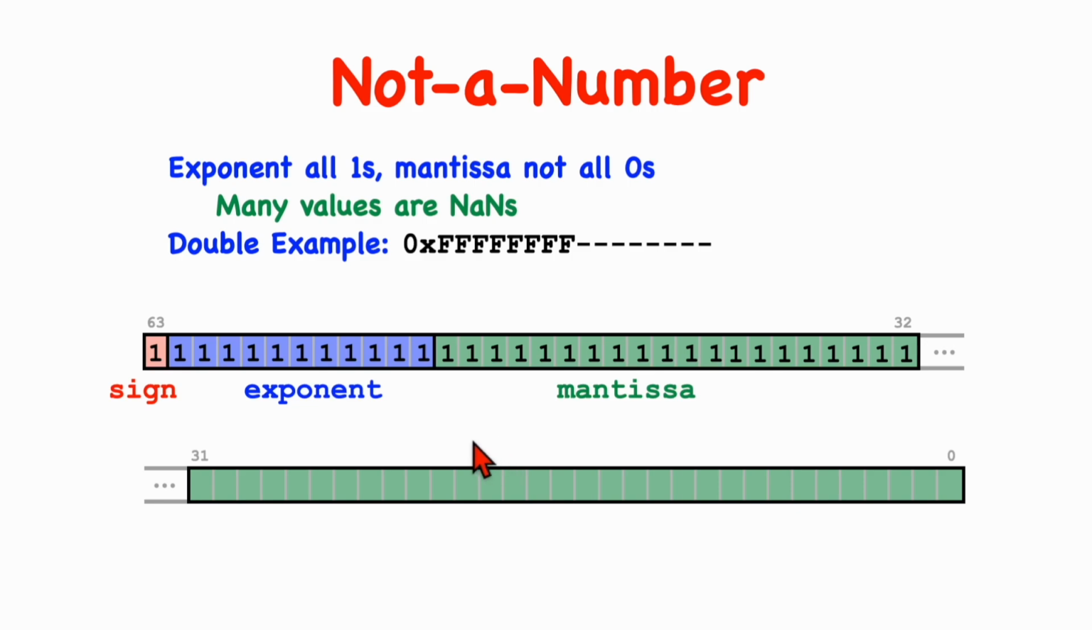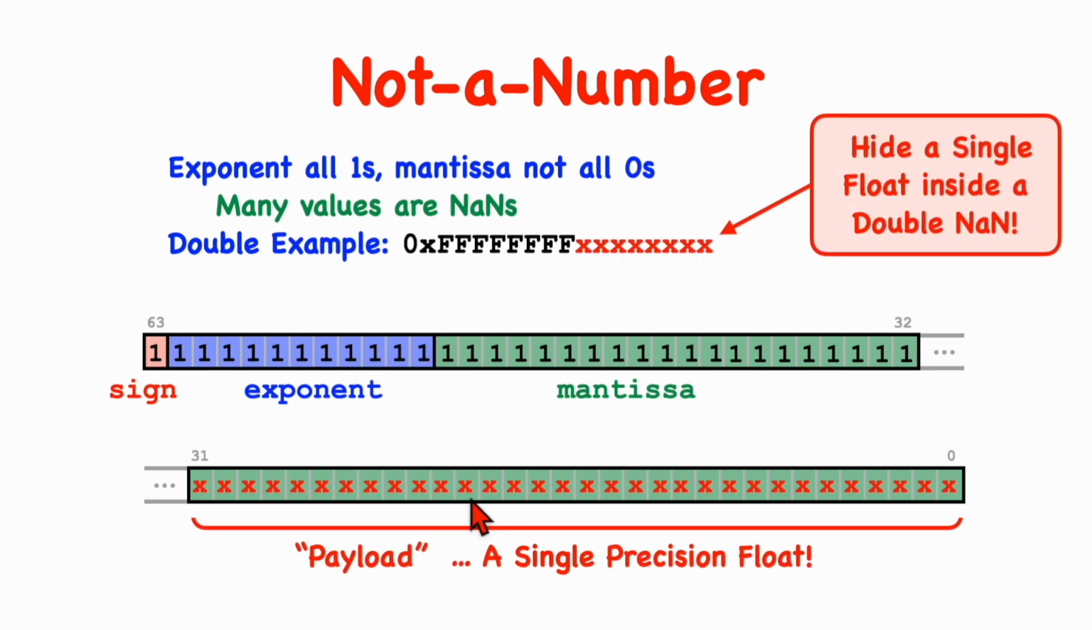But in this particular example, I'm not specifying what the lower order 32 bits actually contain. And with the RISC-V processor, in fact, we're going to use those low order 32 bits, and what we're going to do is hide a single precision floating point value inside. That's called the payload, and we'll have a single precision floating point value there. So we can interpret this 64 bits as a double precision not a number value, or we can look only at the low order 32 bits and interpret it as a single precision floating point number.